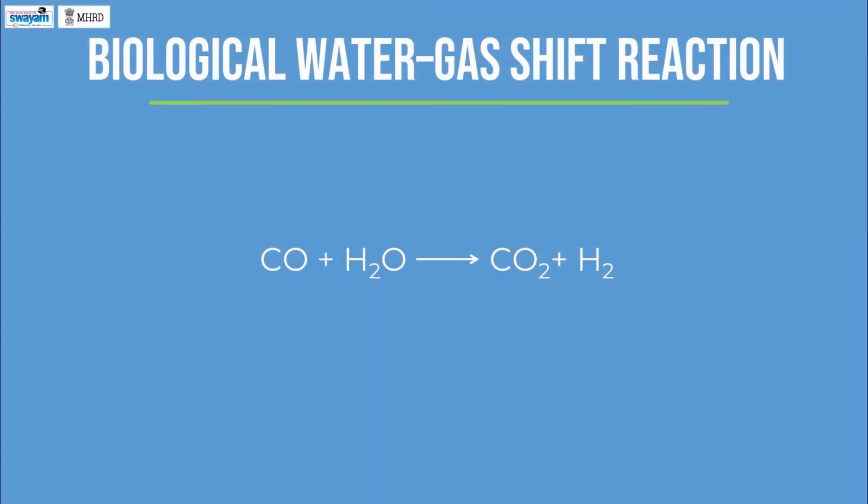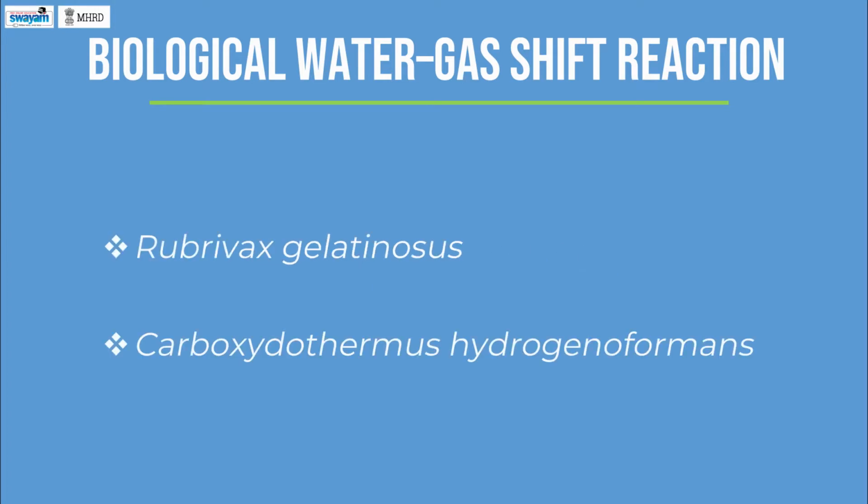Carbon monoxide plus water produce carbon dioxide and hydrogen. Gram-negative bacteria Rubrivivax gelatinosus and gram-positive bacteria Carboxydothermus hydrogenoformans are other examples of microorganisms which can carry out the process.